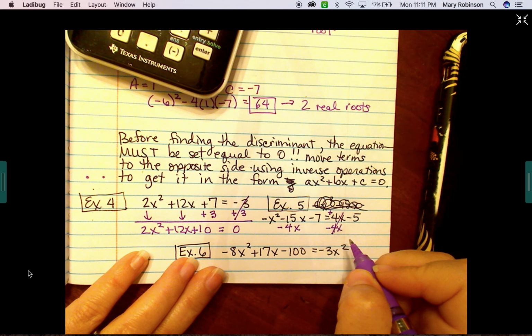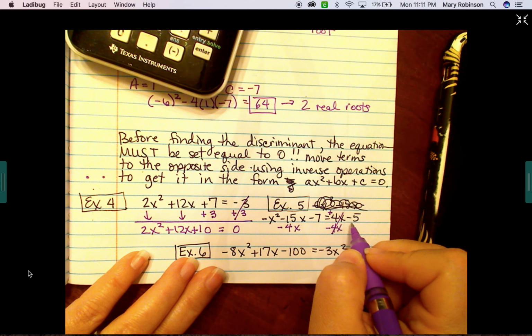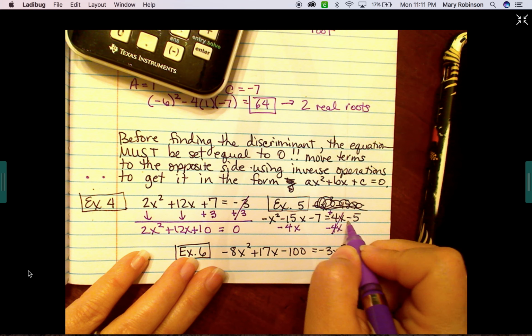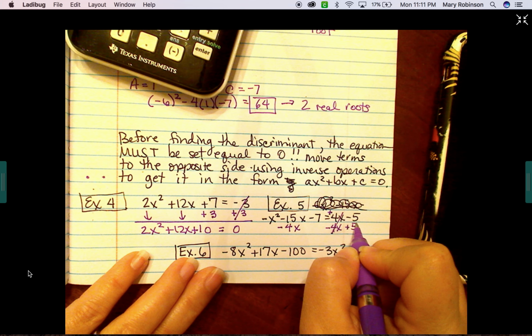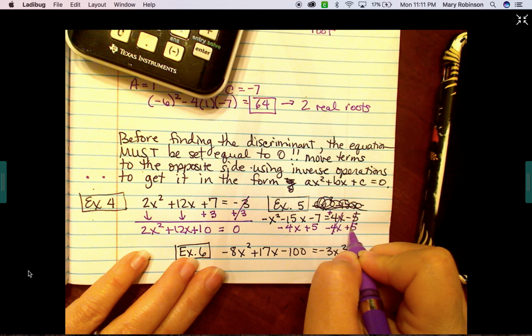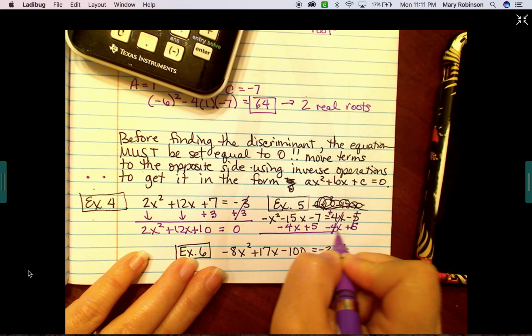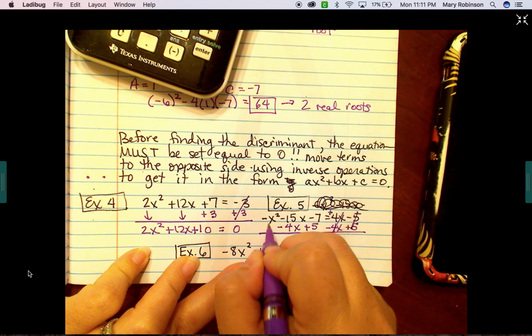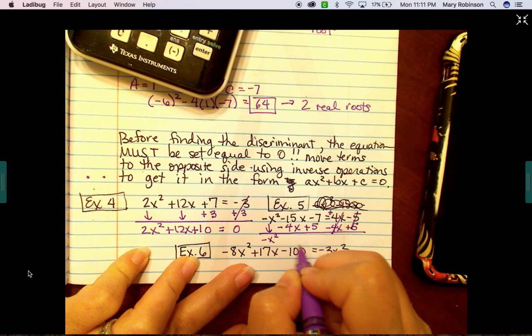Now that cancels out and equals 0. But I still have a minus 5. To move a minus 5, I need to add 5. But I can only add 5 to another constant. Now that cancels out. Draw a line, and I'm just going to bring down my constant term.